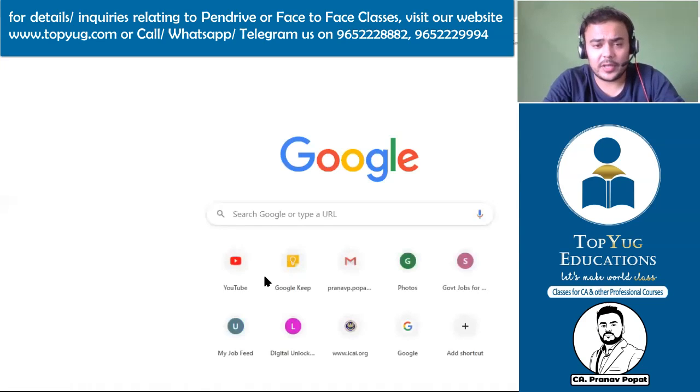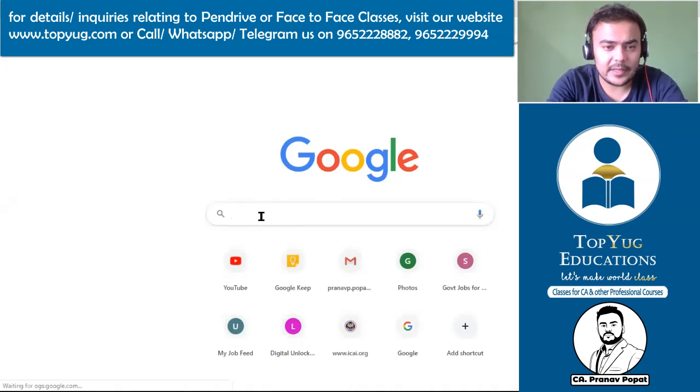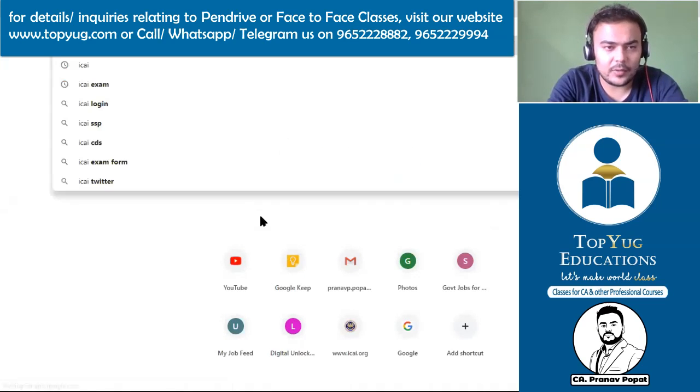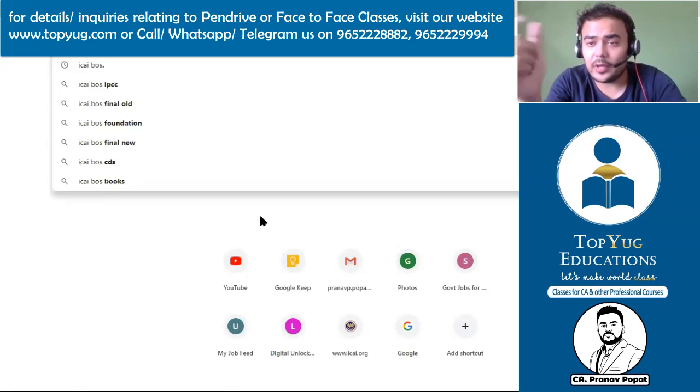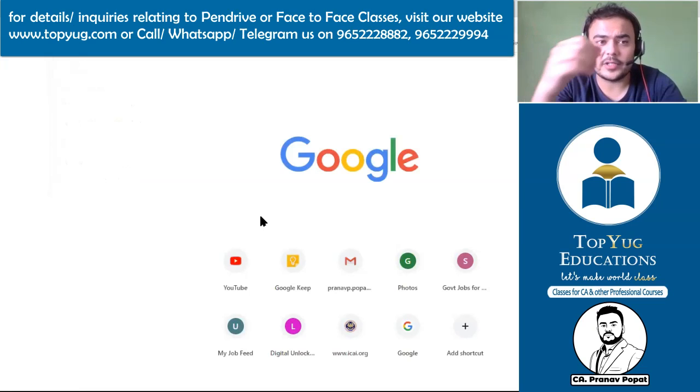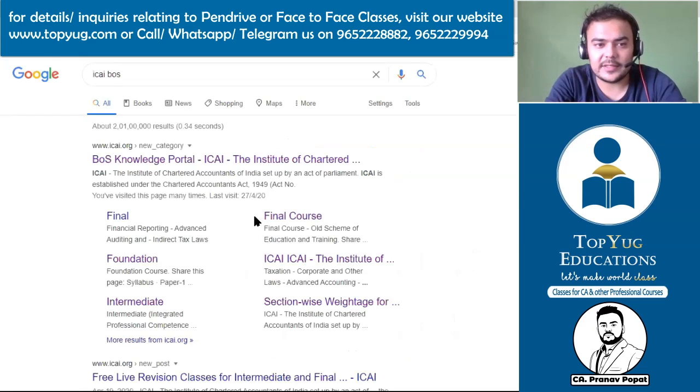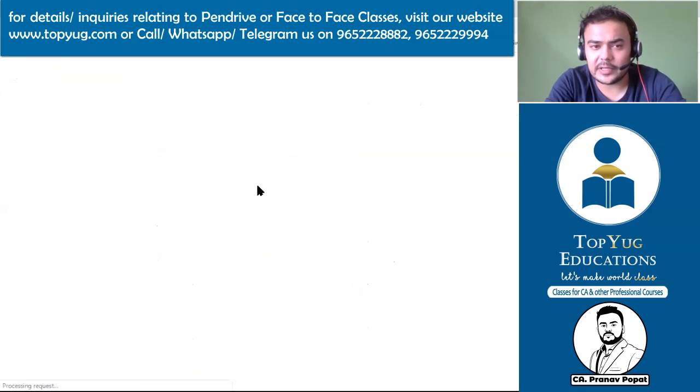This is your browser, okay? In Google, I will type ICAI BOS. This BOS means Board of Studies. So ICAI BOS, the BOS knowledge portal. This is the first link you should click.